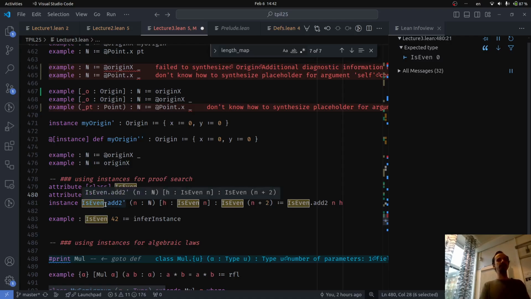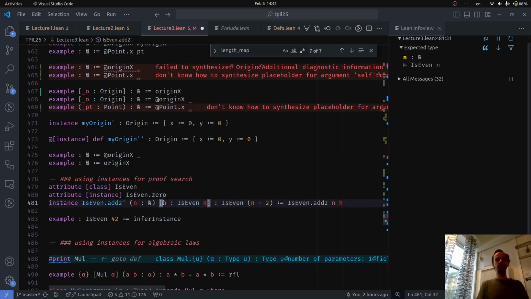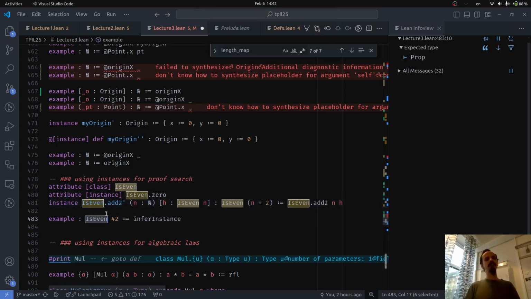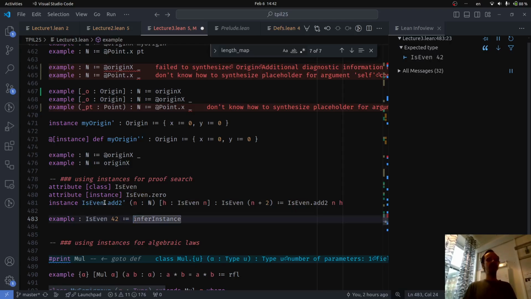I'm going to make isEven.add2 into an instance as well, but I have to slightly change the type signature, because here isEven is taken as a regular argument and I want it to be taken with the square bracket arguments. So once I make these two instances, now if I do isEven of 42, it can actually prove that by applying isEven.add2 21 times to 0. And it just does that all in one go.